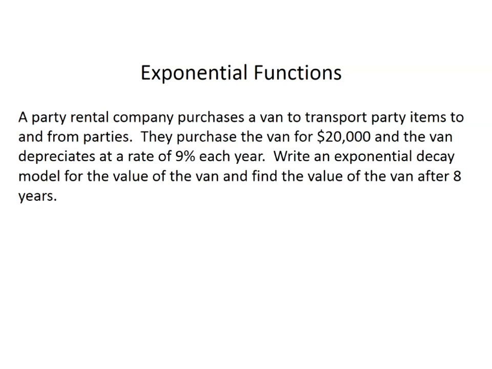A party rental company purchases a van to transport party items to and from parties. They purchased the van for $20,000. And the van, so that's our P. Let me keep going. The van depreciates, so that means we're going to have a minus sign, at a rate of 9% each year. So 9% means that my R is 0.09. Each year means that we're only compounding once each year. Write an exponential decay model, and then find the value after 8 years.